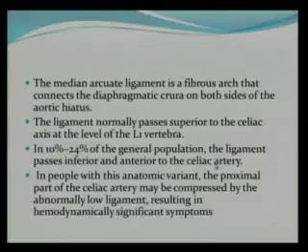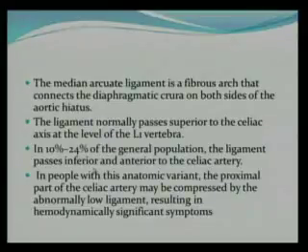In 10 to 24% of the general population. So see, that's where my answer comes from. Almost a quarter of the population may be having this median arcuate ligament, but not everybody is symptomatic. Okay, of the general population, the ligament passes inferior and anterior to the celiac axis.